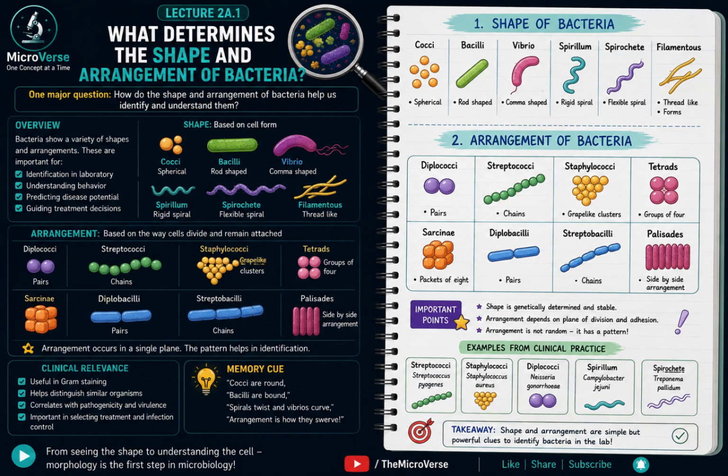Then tetrads. Some cocci occur in groups of four, known as tetrads. Then sarcinae. When cocci form characteristic cubical packets, they are called sarcinae. Then the next one, bacillary arrangement. So bacilli can also show characteristic arrangements. Two rods together are called diplobacilli. When the rods remain attached in chains, they are called streptobacilli. Some bacilli may also appear arranged side by side, producing a palisade.